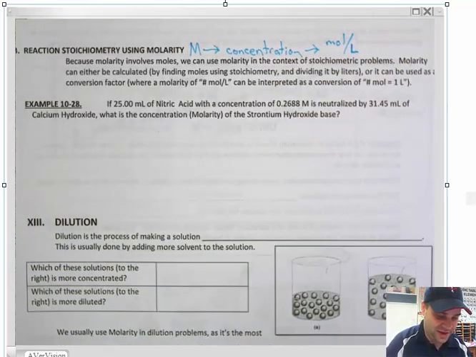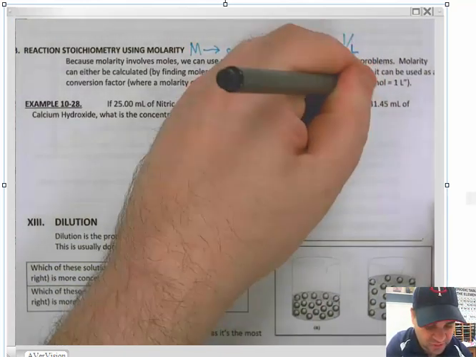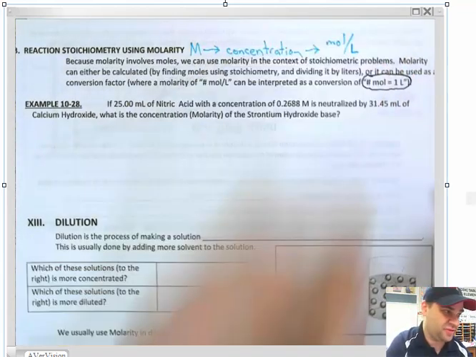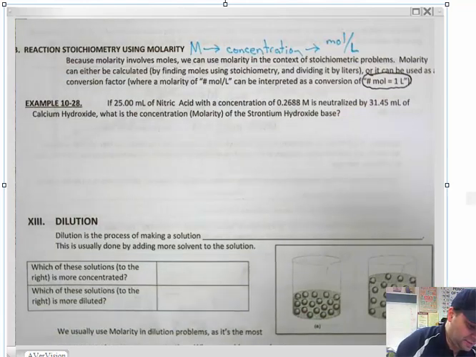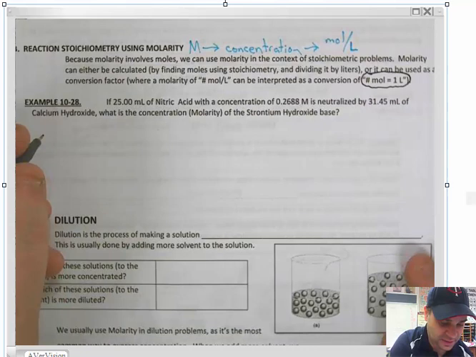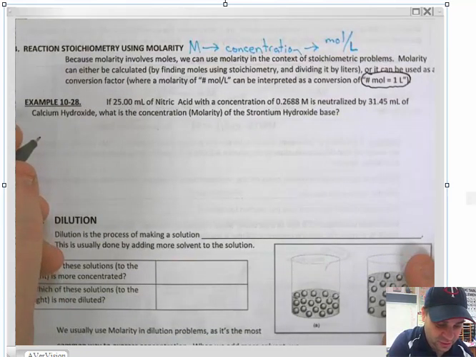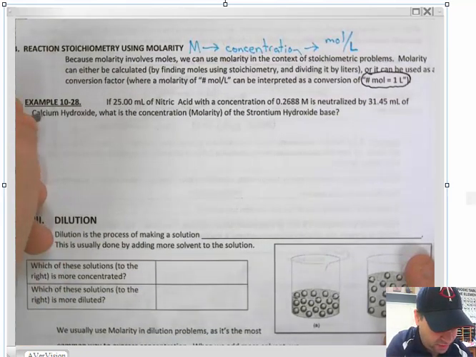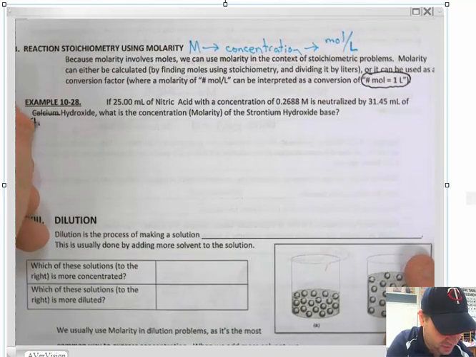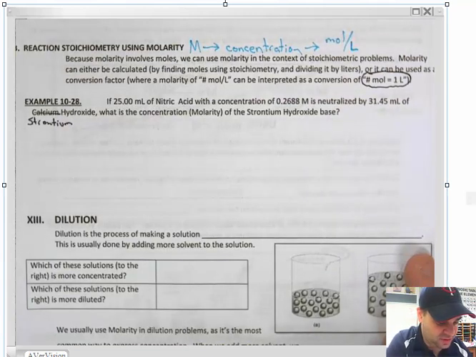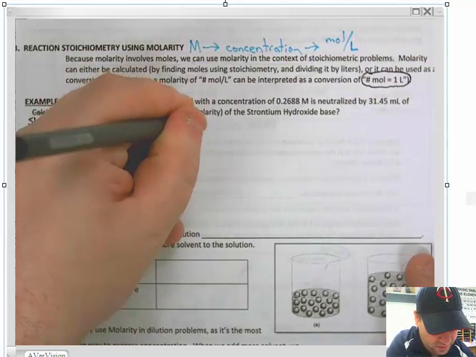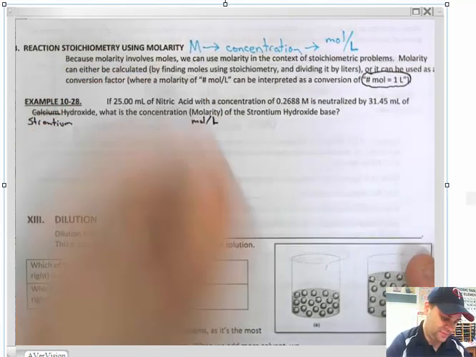So we will be using the conversion factors, moles equal to 1 liter. In example 1028 here, we have 25 milliliters of nitric acid with a concentration of 0.2688 molarity, neutralized by 31.45 milliliters of strontium hydroxide. What is the concentration, molarity, of the strontium hydroxide base? So this is moles per liter that we are looking for.